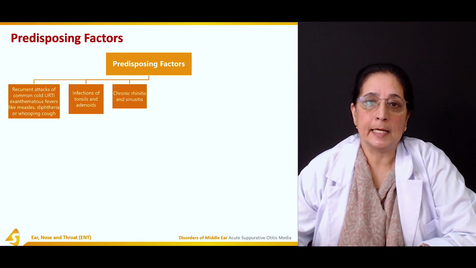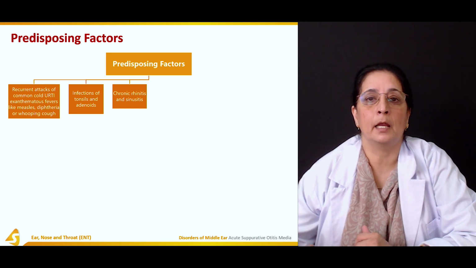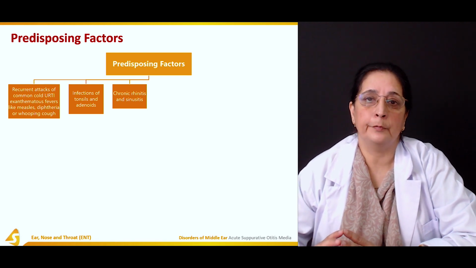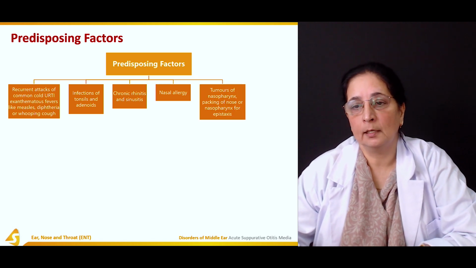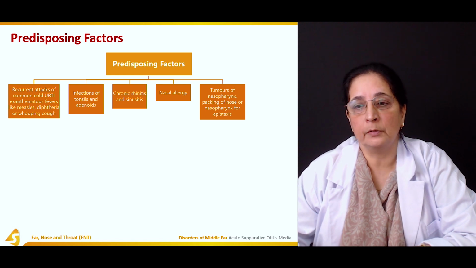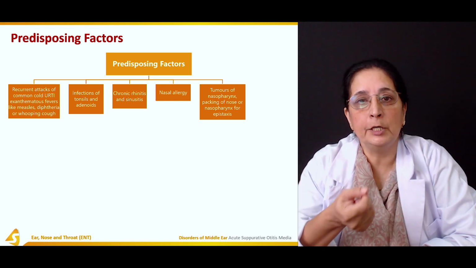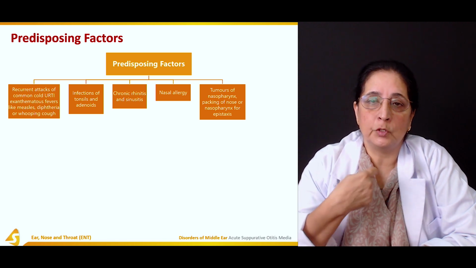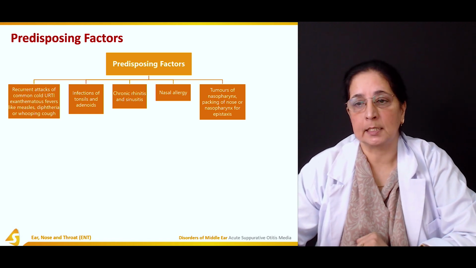Then chronic rhinitis and sinusitis. If somebody has sinusitis and chronic allergies or rhinitis, they can have suppurative otitis media. Nasal allergies, tumors of the nasopharynx, packing of the nose or nasopharynx for epistaxis. Epistaxis is the bleeding nose. So if there is packing of the nose to control the bleeding, that can lead to suppurative otitis media.